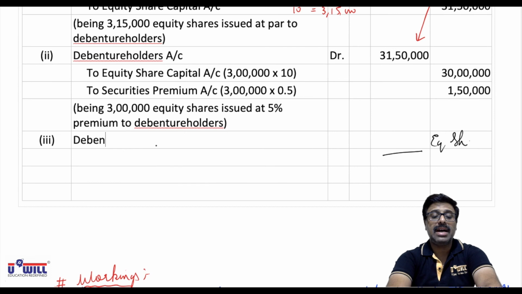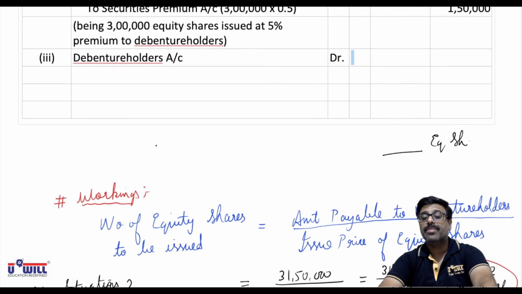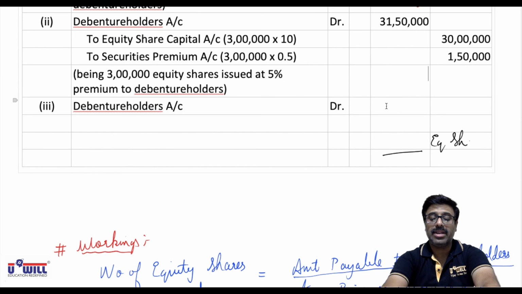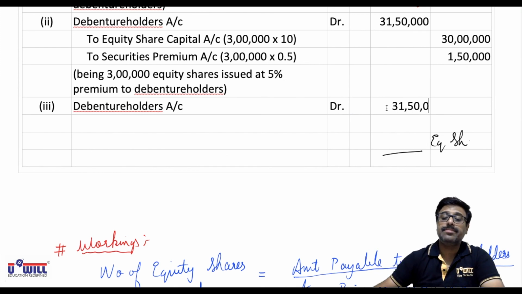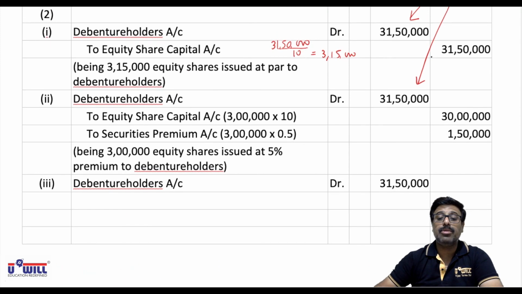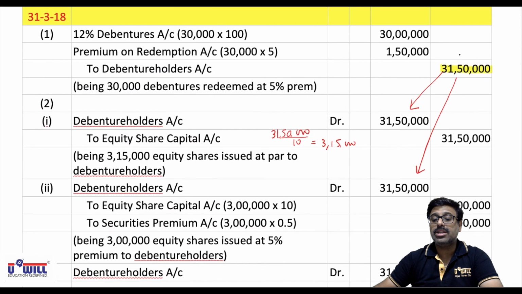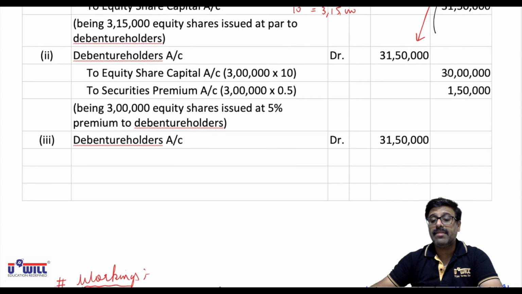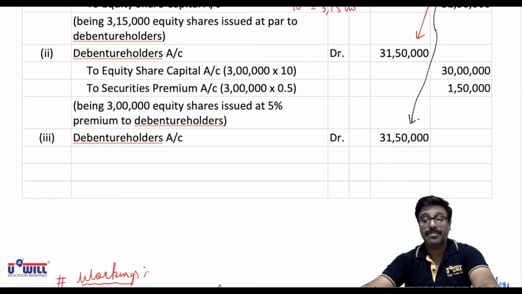So a similar entry, what will be passed here now? Debenture holders are the receiver. Debit the receiver. Debenture holders account debit with the amount of 31,50,000. What we have to pay to debenture holders is the full amount of 31,50,000. You all can see the same amount, 31,50,000. Here also we have to debit.